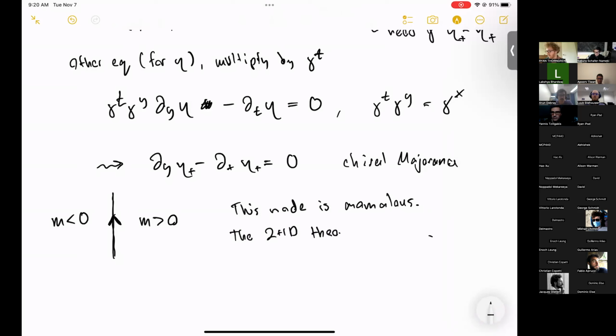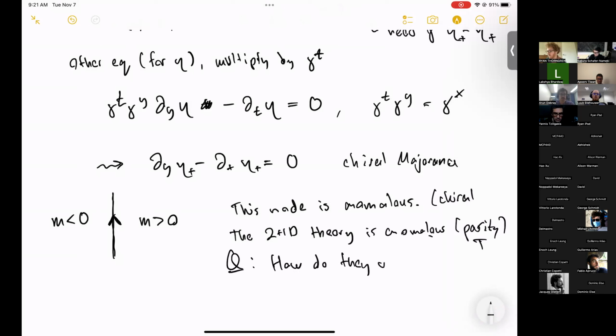What I'll start calling the bulk theory is, so this has chiral anomaly. And this has parity anomaly of the symmetry T. And the question is, how do they match? So this is the basic defect anomaly matching question. You have some anomalous symmetry, you break the symmetry. On the V defect, you get some anomalous modes. How are the anomalies related?